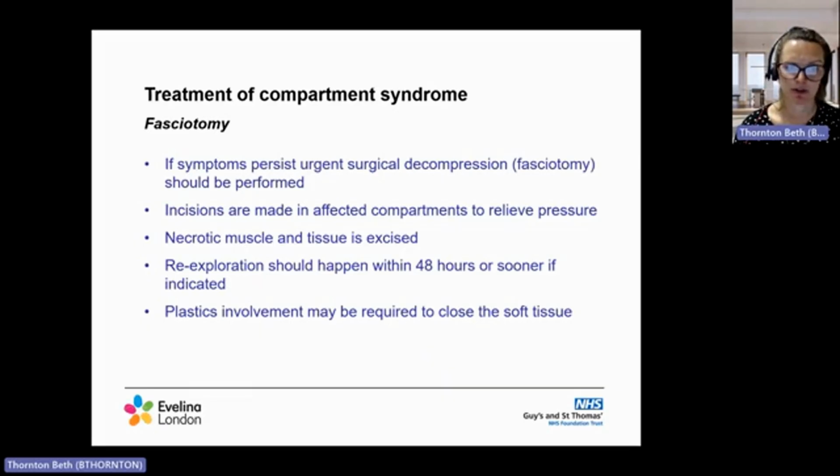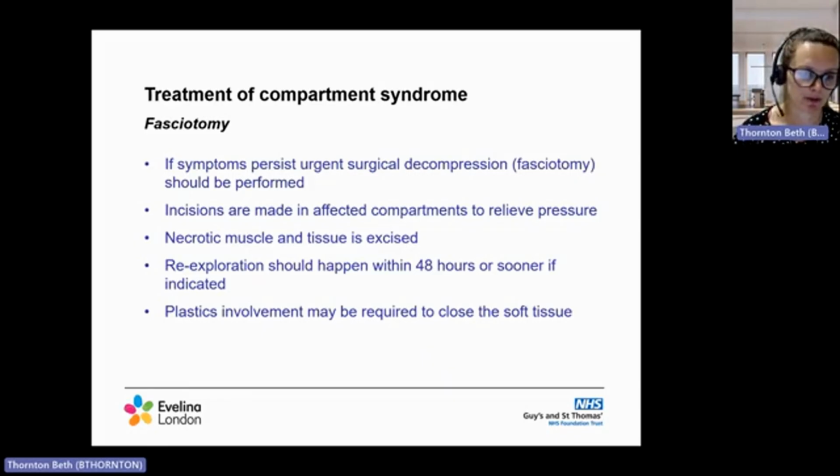Any necrotic muscle and tissue is excised. So hopefully we've caught things nice and early and we haven't got to the stage of necrosis. But it might be the case, in which case they would need to do that. And then according to the guidelines, they should go for a re-exploration within 48 hours or sooner if indicated.